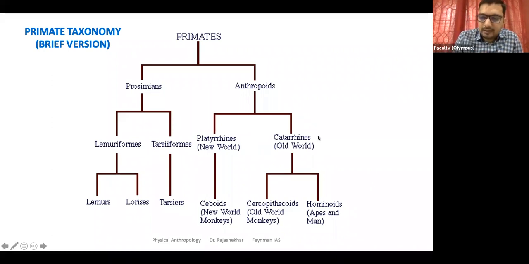Whereas catarrhini, as I was telling you, is the group we belong to. What did I tell you about catarrhini in human classification? Downward facing nostrils.